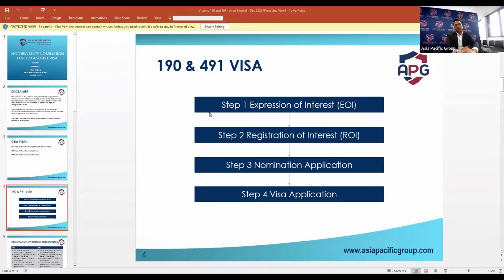The third step is the nomination application, which comes when we get an invite from the state. Once the state nominates us for the visa, we lodge the actual visa application with the Department of Home Affairs. At that time, we also have to pay the department's fee, which is $4,240. Lodging an expression of interest, ROI, or nomination is not a visa application, and you are not entitled to a bridging visa or any other rights associated with the actual visa application.